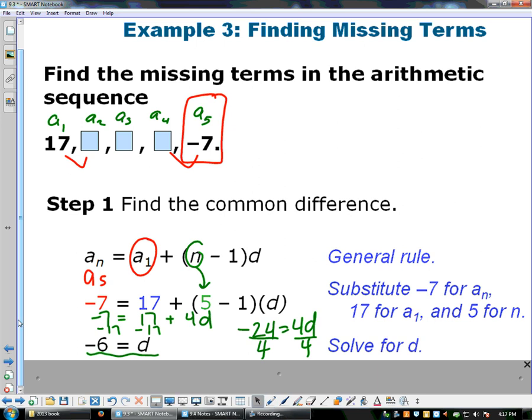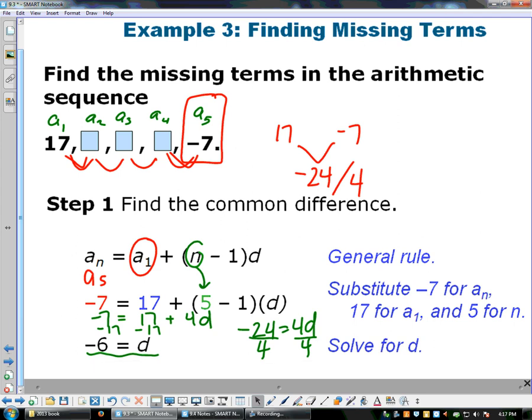Now that kind of makes sense too. If you look at this, I had made 1, 2, 3, 4 jumps that have to be the same value. So if I went from 17 over to negative 7, the difference between those is negative 24. If I divide that equally by the 4 jumps I made, each jump has to be negative 6.